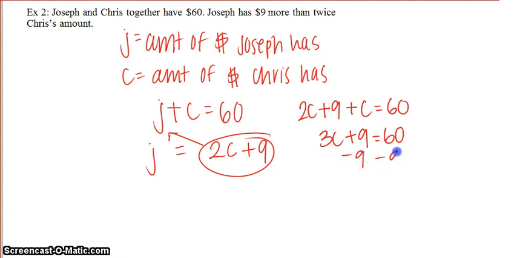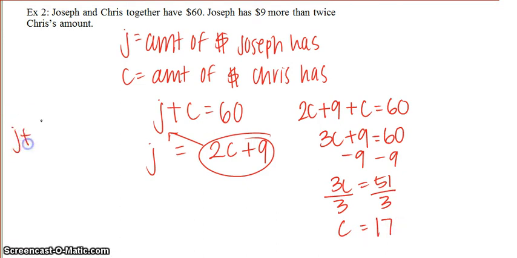Subtract 9. 3C equals 51. Divide by 3. C equals 17. Now I need to find what J is. So I know that J plus C, which is 17, equals 60. Subtract 17. Oops. And we get J equals 43.